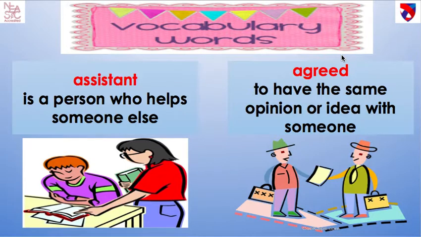Now let's look at the vocabulary words. The first word is assistant. Assistant is a person who helps someone else. For example, we have an assistant in our classes, which helps us with our work, which helps the teacher with her work, which helps everyone in our school to help us with our education.